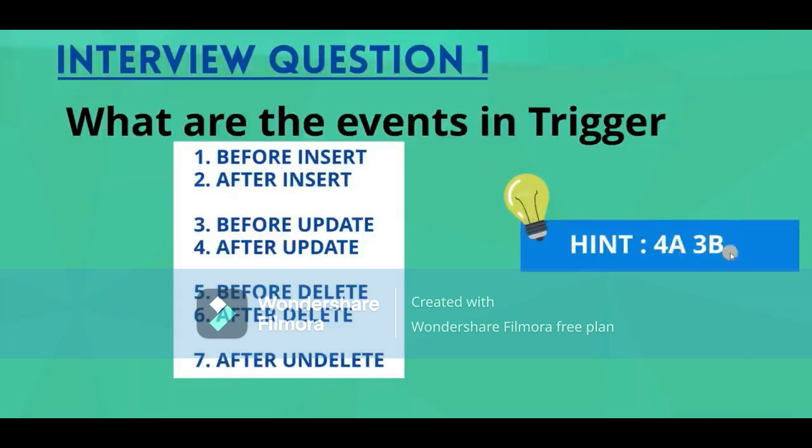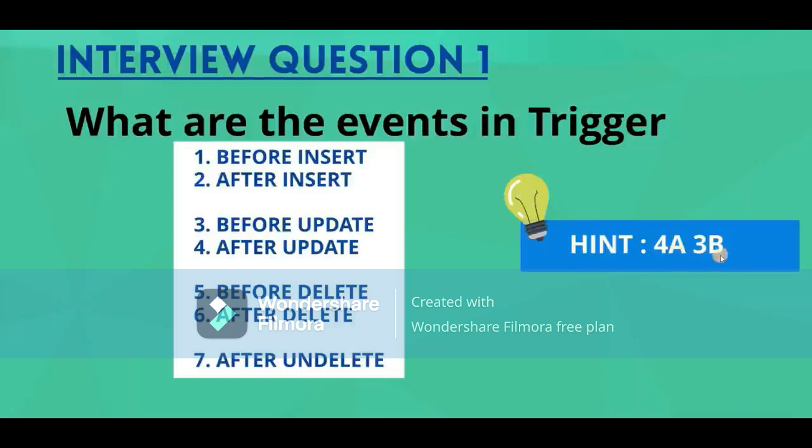4 in the sense 4 afters, 3 befores. So you need to understand for insert, update, and delete that you will be having both before and after. But for undelete, we'll be having only one, which is after undelete. So 4 is 4 afters. After insert, after update, after delete, after undelete.